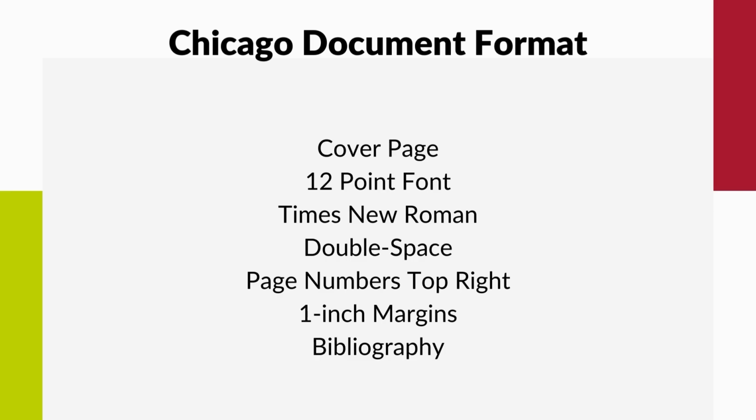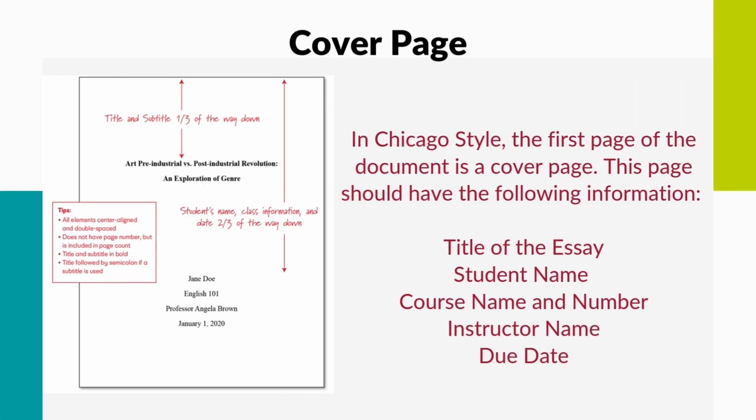Chicago Style documents are formatted with the following elements: cover page, 12-point font, Times New Roman, double-spaced, page numbers in the top right, 1-inch margins on all sides, and a bibliography. Chicago Style often includes a cover page. However, some instructors may not require it. Make sure to check with your instructor and reference your assignment guidelines.